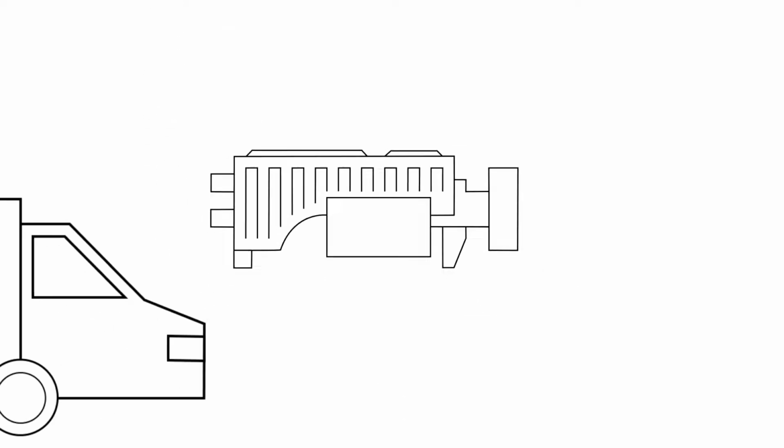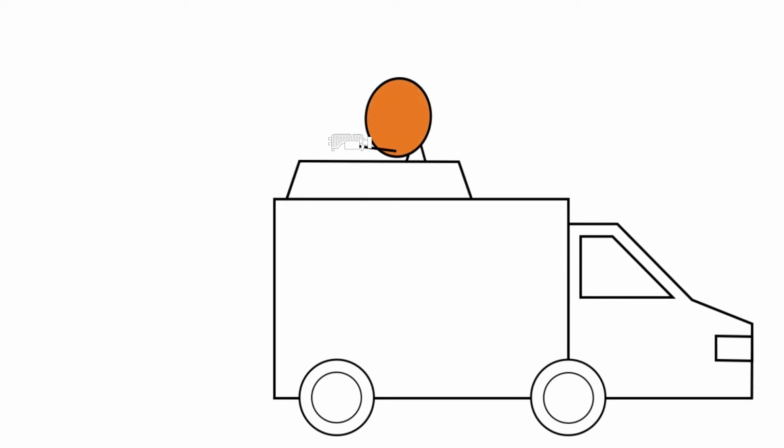XRJ. Bringing faster internet to you. The XRJ delivers data over satellite, whether that's on land or sea.